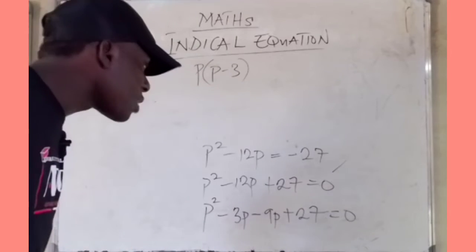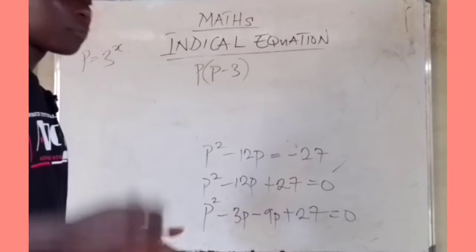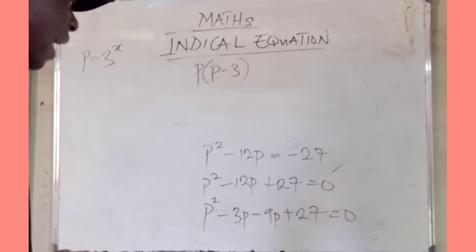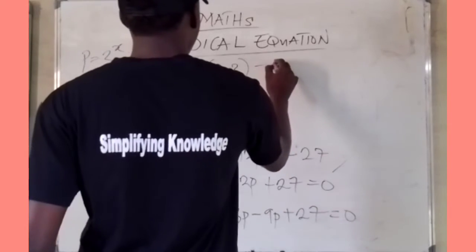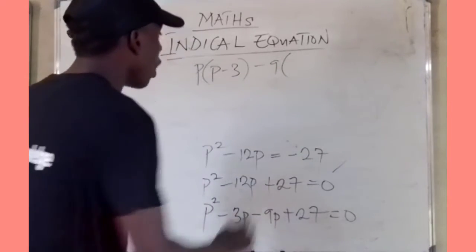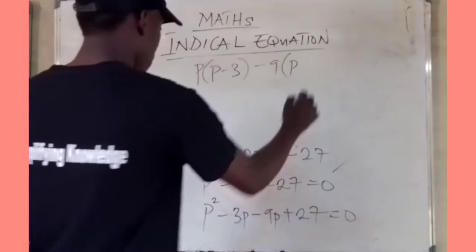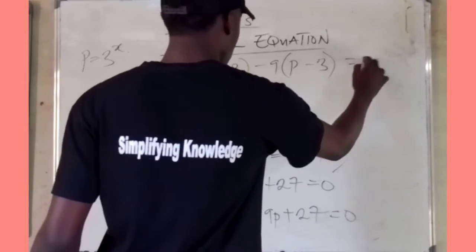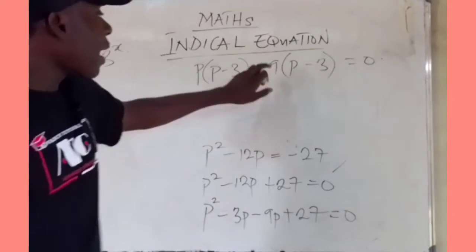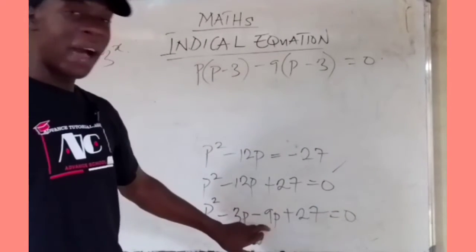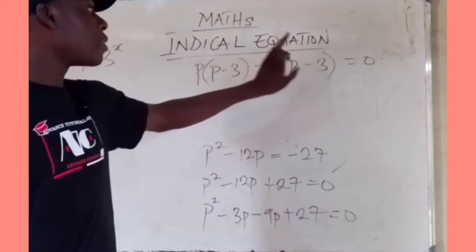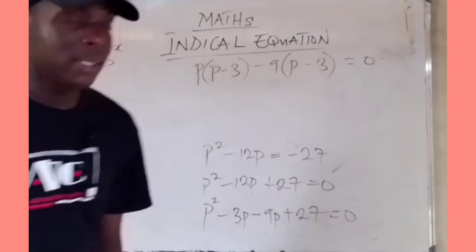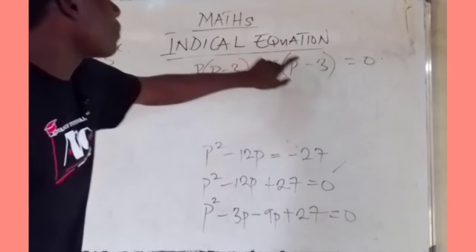Now look at this, minus 9p and 27. They have something in common, which is minus 9. So I'll bring out minus 9, and p will be here, minus 3, equals 0. That's because minus 9 times p gives me minus 9p, and minus 9 times minus 3 gives me plus 27. This p minus 3 and p minus 3 are in the bracket.